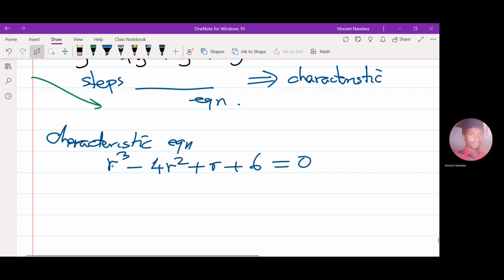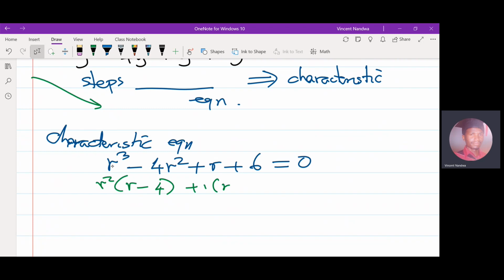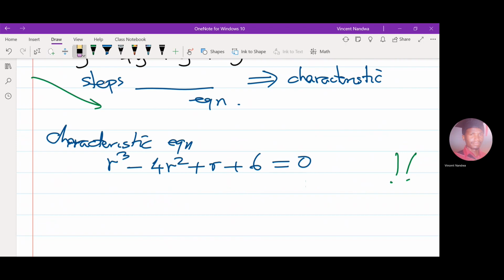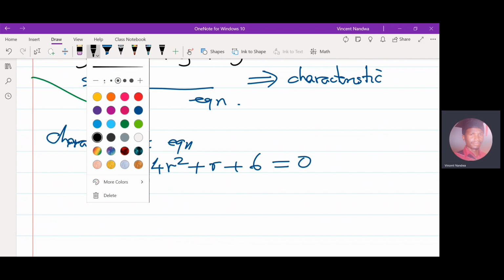Now, we see that if we try to factor out, say, r squared here, and then you say r minus 4, and then plus 1 into r plus 6 equals to 0, this is not possible, because factorization dictates that this bracket must be the same as this other bracket. So we can't do that. So what we will do in this case, we'll use the constant term that has no r to test the roots of this given equation. So the number we have is 6.